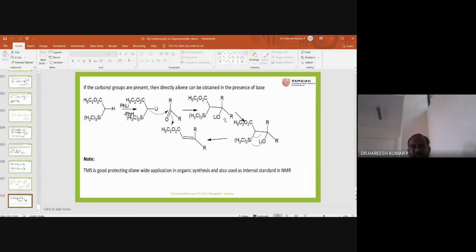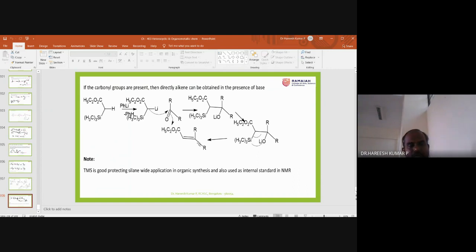So here what is happening? This oxygen forms a bond with silicon. This bond pair is going over here. So that's what I have shown here. So this oxygen forms a bond with silicon. This bond pair is going over here. So that is how a product is obtained like this. Here, based on the R group, we can say cis or trans.